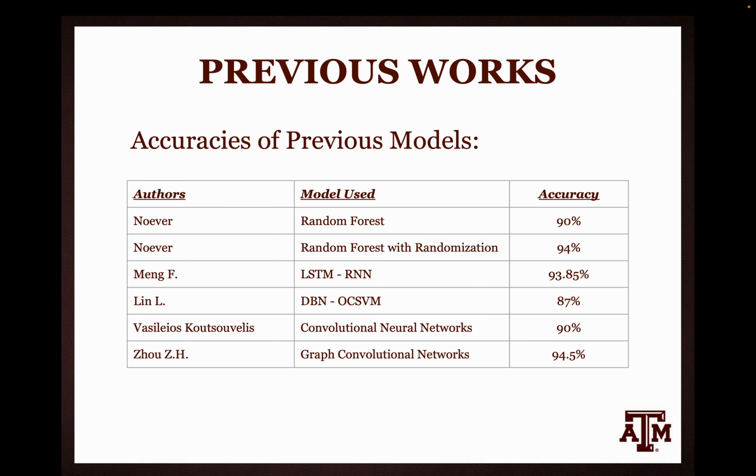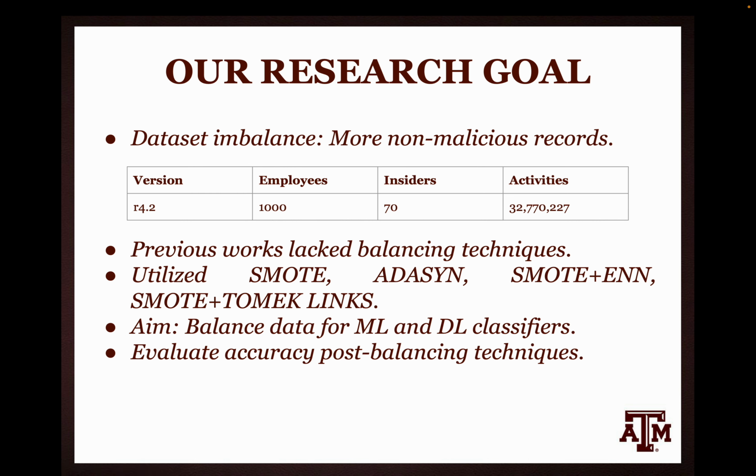This is some of the previous work which was done in the domain of insider threat detection, and here we can see that the highest accuracy attained is 94.5% when using graph convolution networks, and the second highest is 94% using random forest with randomization. Now, coming to our research goal.